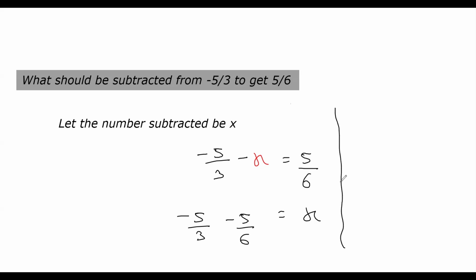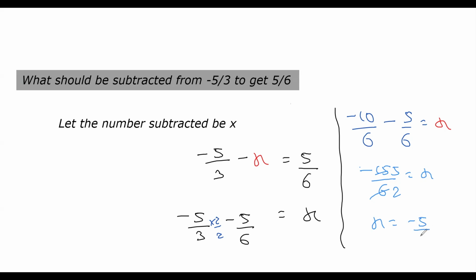Next, we are going to take the LCM, and for that we have to make the denominators the same. Over here, we'll be multiplying by 2, which gives negative 10 over 6, and minus 5 over 6 is equal to the required number x. On simplification, we get negative 15 over 6, which is equal to x. On reducing, 3 twos are 6, 3 fives are 15, so the required number x is negative 5 over 2.